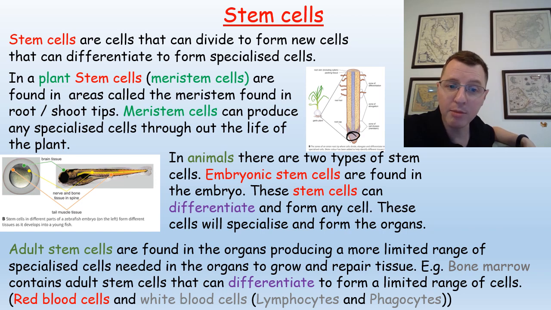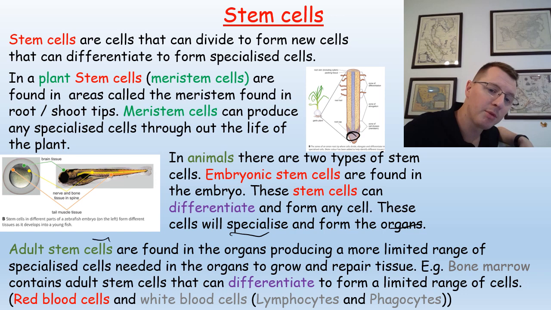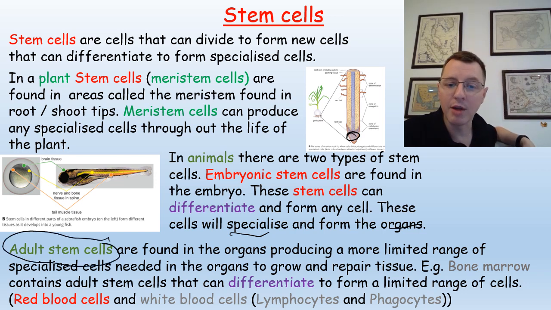We've got the embryonic stem cells found in the embryo, and these stem cells can differentiate and form any cell when we're in the embryonic stage, and they'll eventually specialize to form all the different organs that you have. But we also have a different type of stem cell known as adult stem cells. And these are found in the organs and they produce a more limited range of specialised cells, which are needed for a particular organ to grow and repair its tissue.